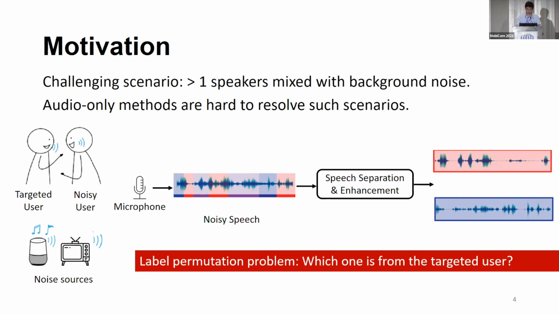As you can see in this figure, even though the speech separation and enhancement method tries to separate the speech into two different audio streams, the microphone itself still doesn't know which one is from the target user and which one is from the noise user.